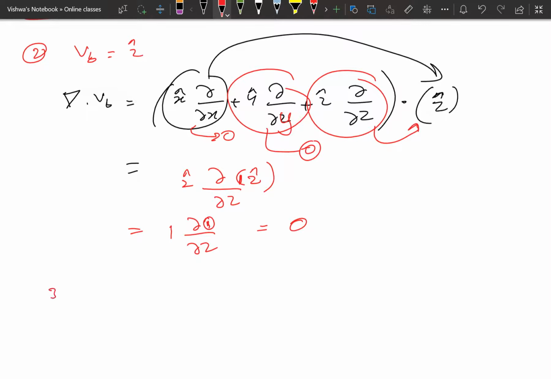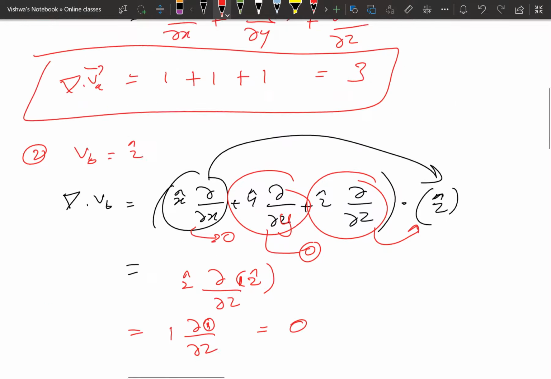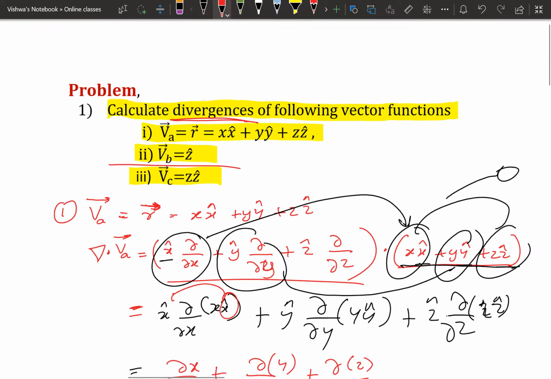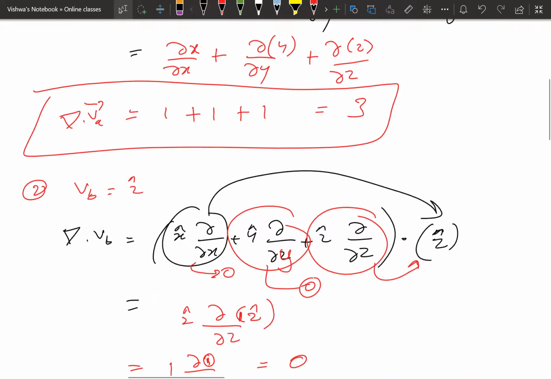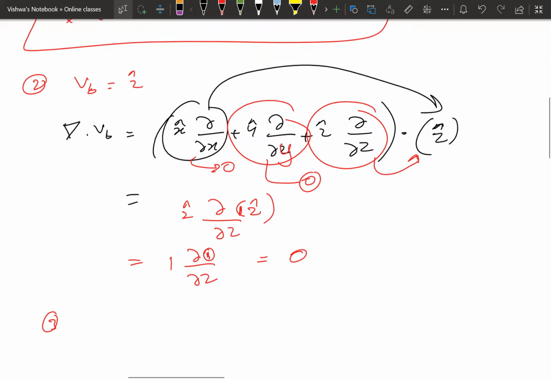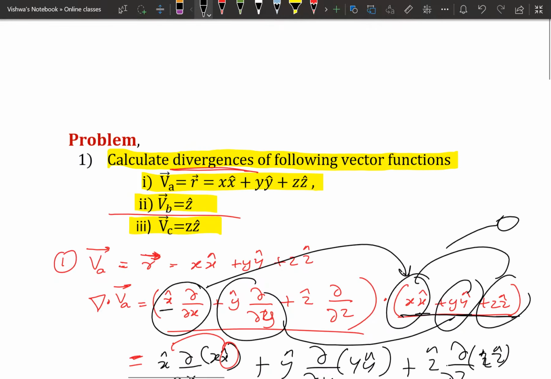And the third one, z cap. Do it yourself. Simply the same steps followed in 2. Here the 2 is, sorry, z is extra, and you write z here, then here the constant term becomes z, so dou z by dou z is 1. This is the third one. Like that we can find the divergence of any vector field.